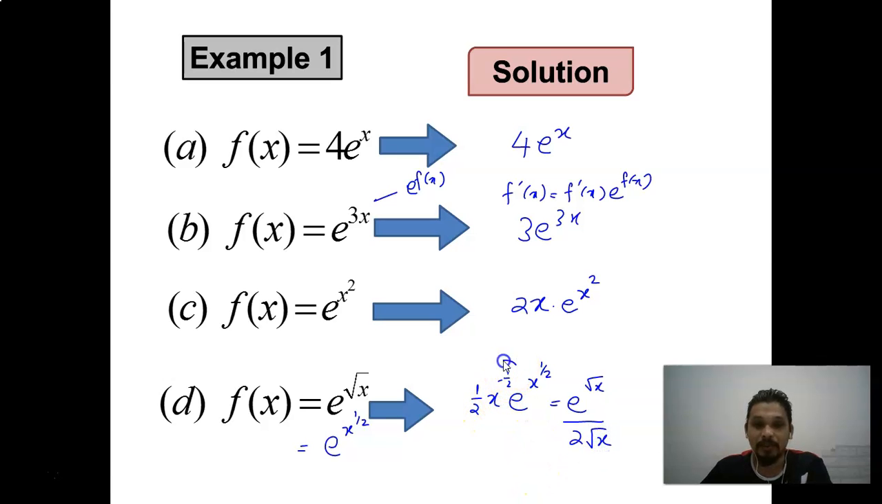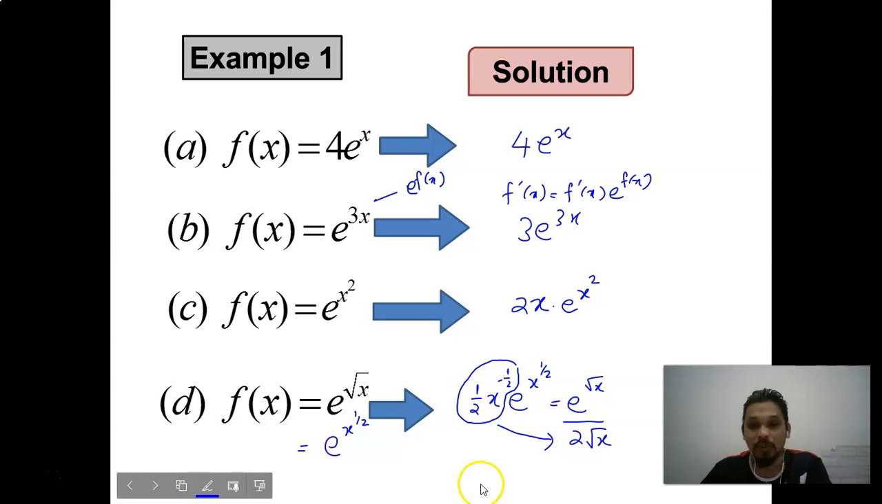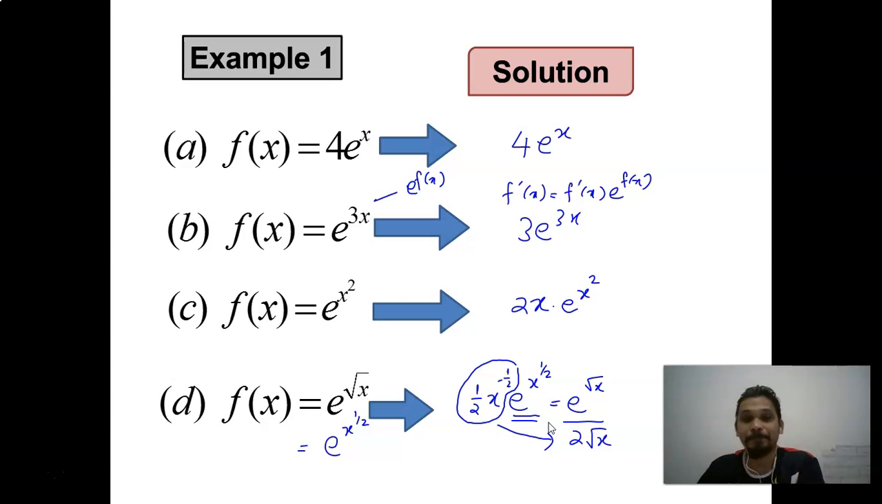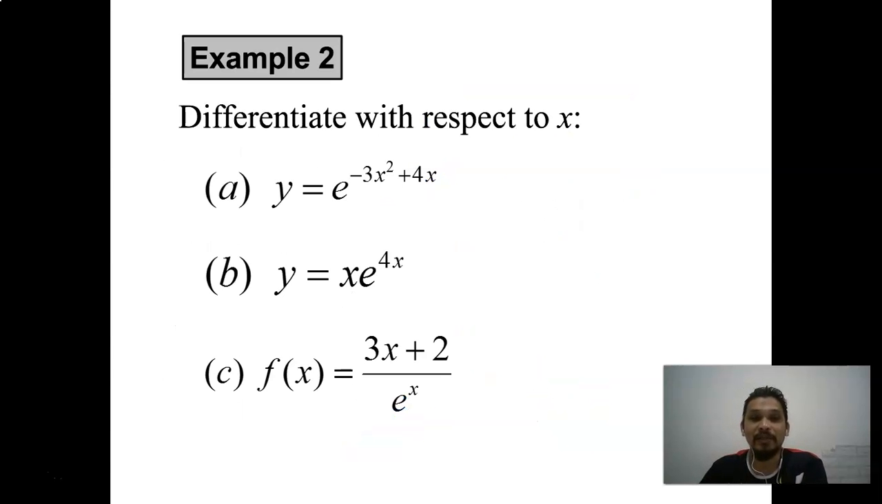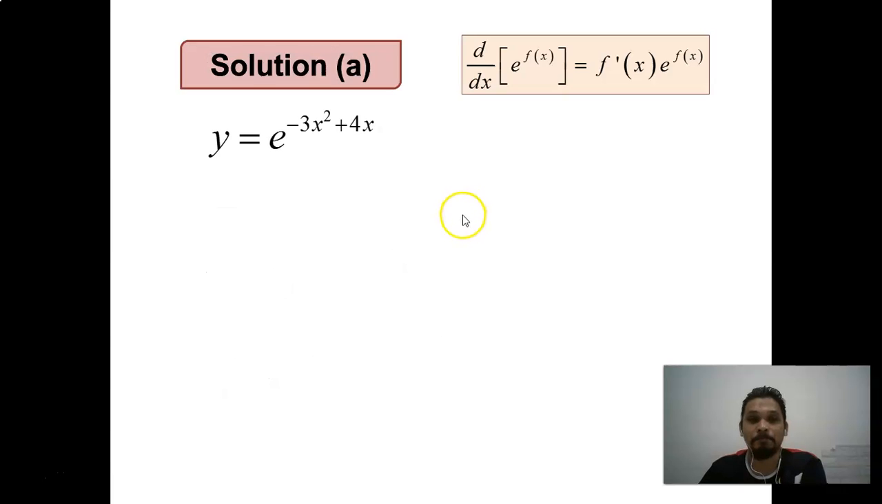Okay, so this one here equals 2 to the power of 1 over 2 times square root of x, and e to the power of square root of x is something else here. So right now, differentiate with respect to x.